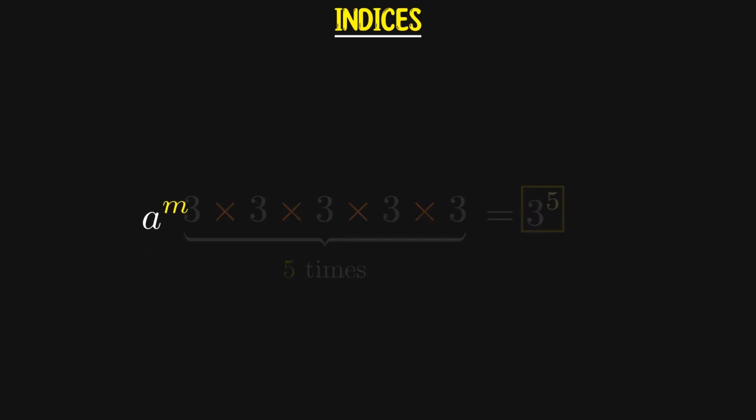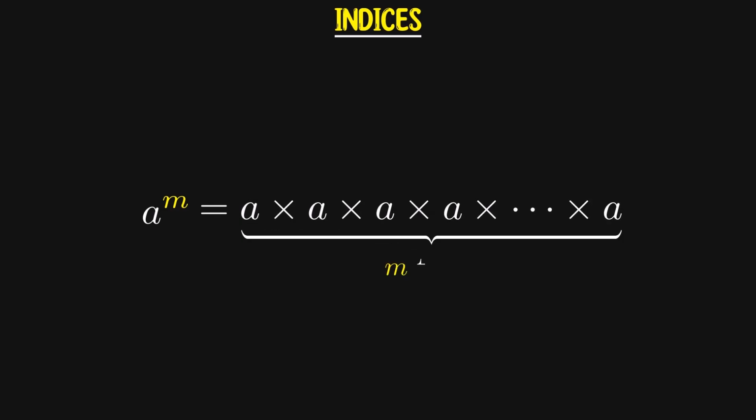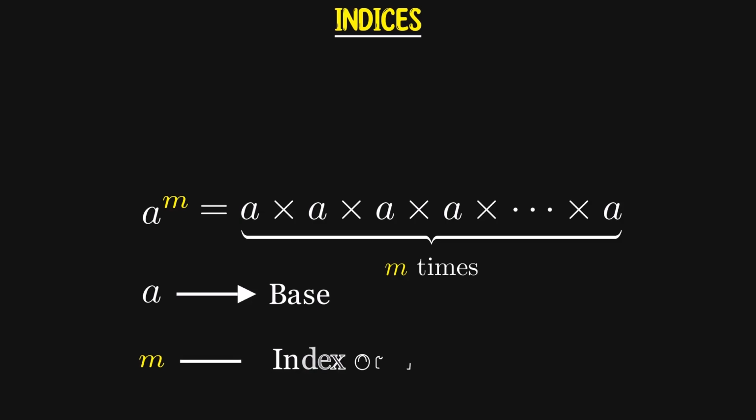So in general, for any number a and any positive integer m, the expression a to the power of m means that we multiply a by itself m times, where a is regarded as the base, which is the number being multiplied repeatedly, and m is the exponent or index, telling us how many times to multiply the base.